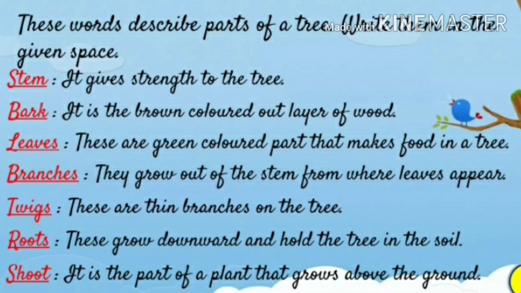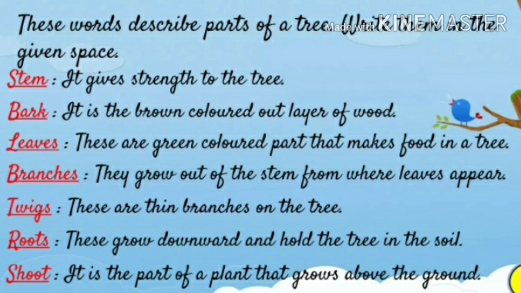These words describe parts of a tree. Write them in the given space. So children, some parts of a tree are there. We have to write them. First one, stem. It gives strength to the tree. Second one, bark. It is the brown colored outer layer of wood. Third one, leaves. These are the green colored parts that make food in a tree.